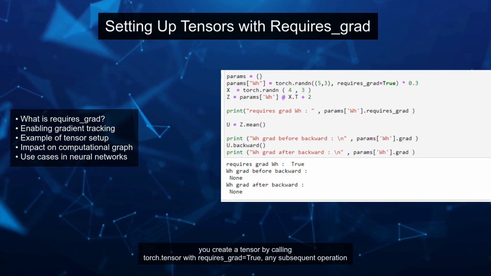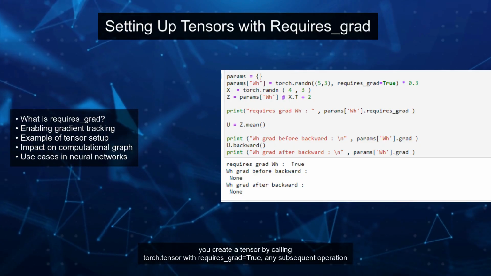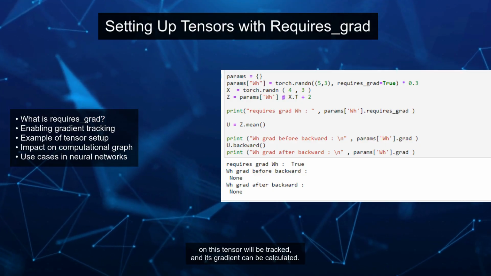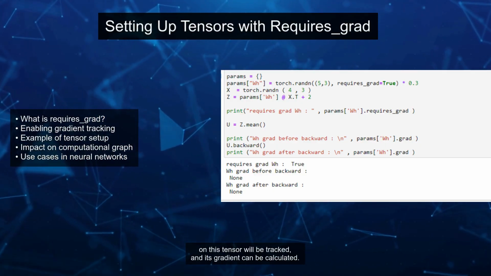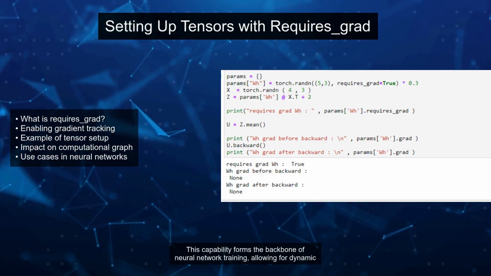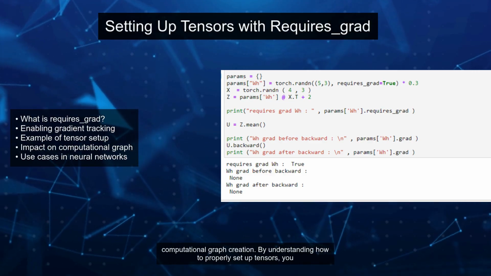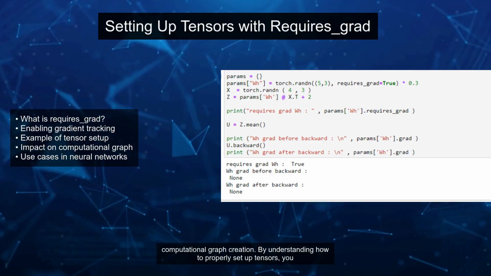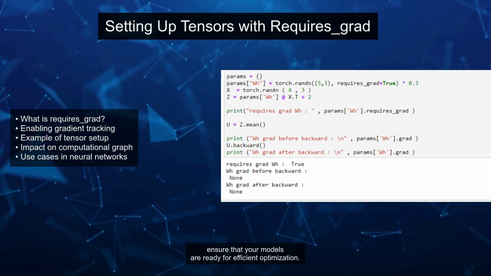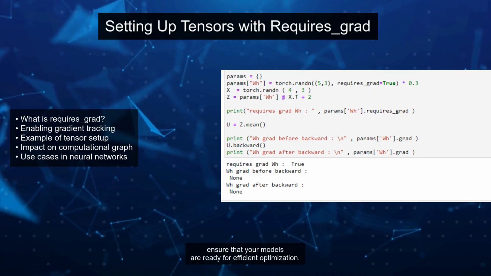For example, when you create a tensor by calling torch.tensor with requires_grad equals true, any subsequent operation on this tensor will be tracked, and its gradient can be calculated. This capability forms the backbone of neural network training, allowing for dynamic computational graph creation. By understanding how to properly set up tensors, you ensure that your models are ready for efficient optimization.